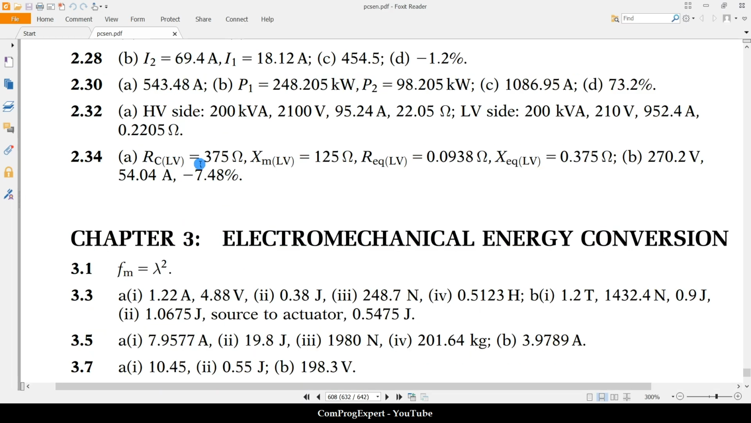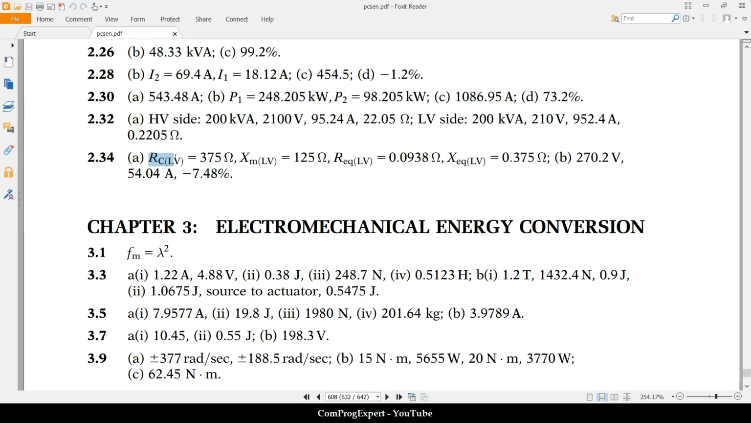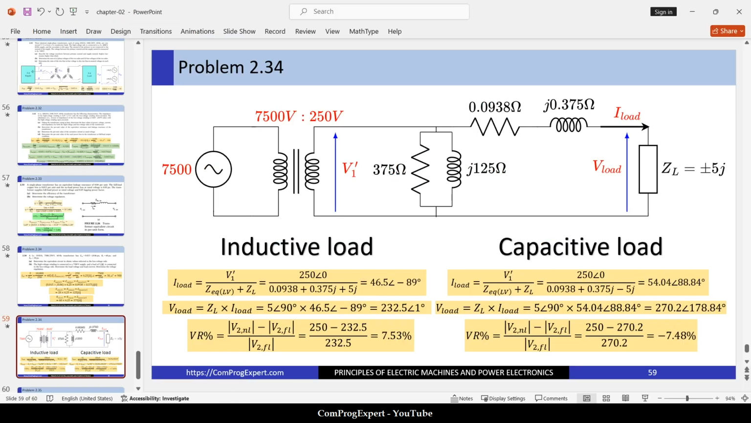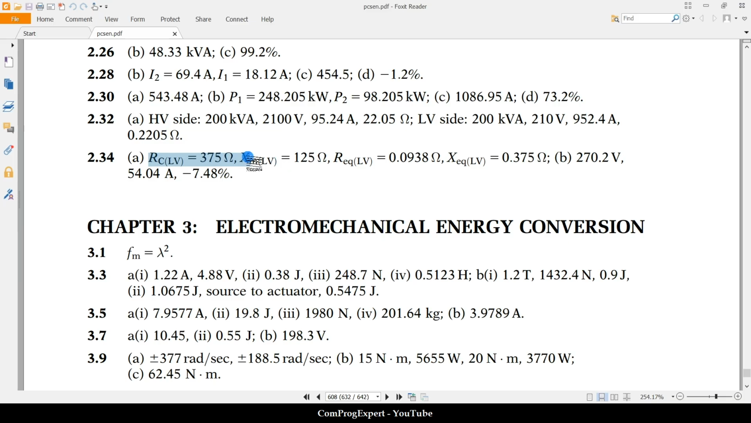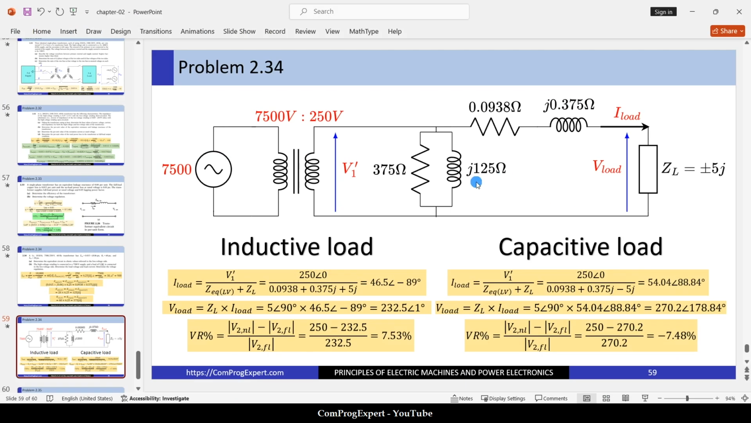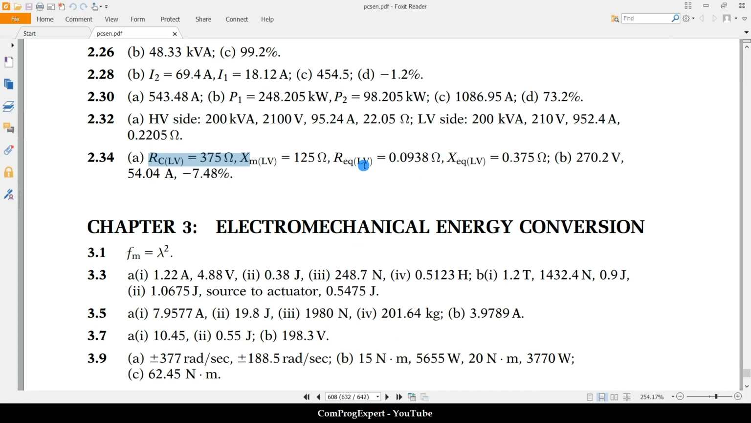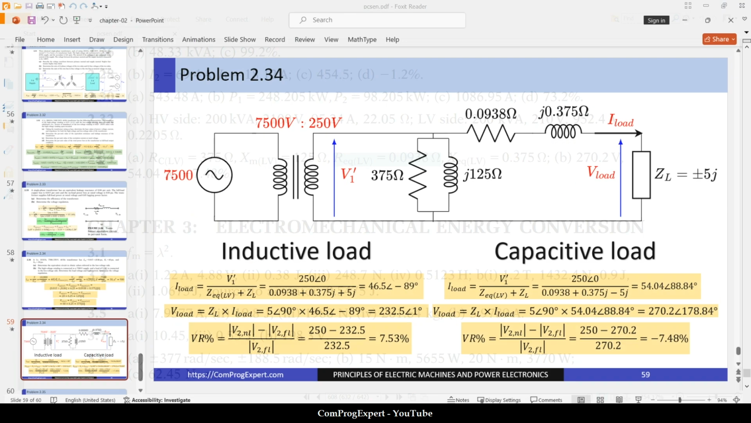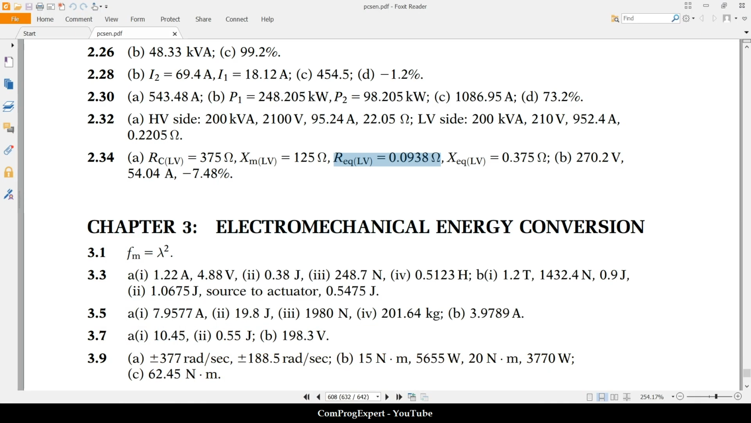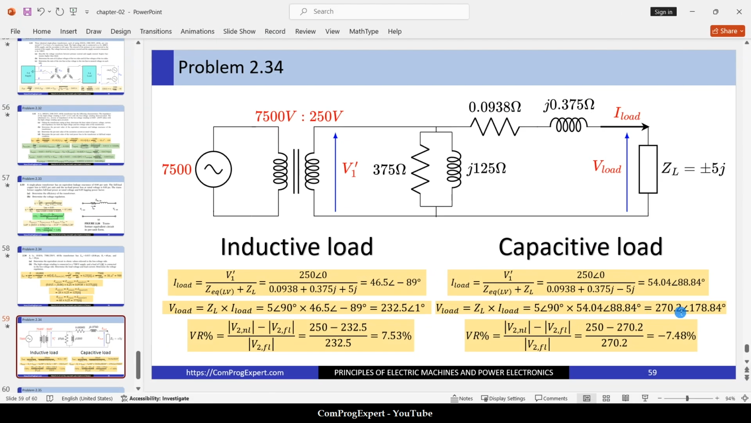Okay, the value of the equivalent core resistance is 375, yes. The value of the magnetizing reactance is 125. The value of the equivalent resistance for the low voltage side are the same, and X equivalent. The value of the load voltage is 270. Yes, this one.